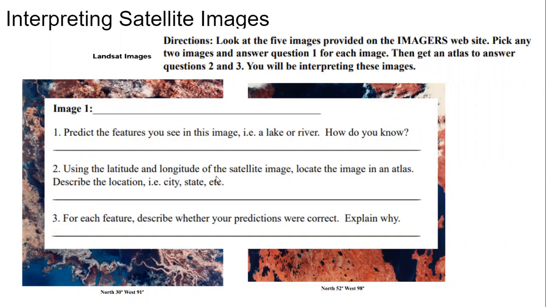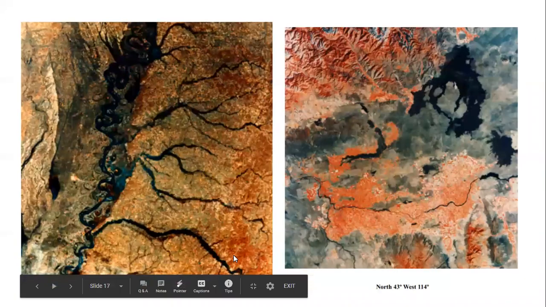And then it says, using the latitude and longitude of the satellite image, find it in an atlas and describe the location. Is it in a city? What state is it in? What county is it in? And then question 3 is, for each feature, describe whether your predictions were correct and then explain why. And then, so we've got in our kit a bunch of different Landsat images like this.